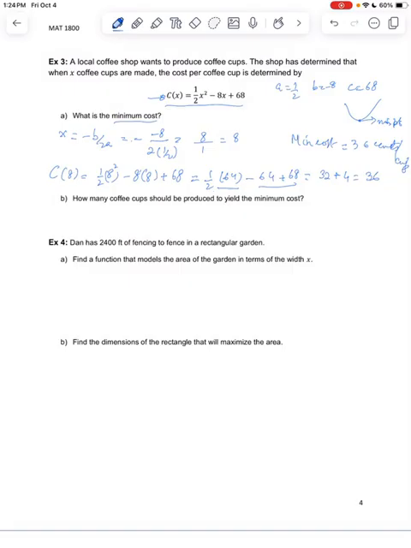Second part, how many coffee cups should be produced to yield the minimum cost? So we have already done those calculations. Remember this over here. So we'll say 8 coffee cups should be produced to yield the minimum cost.